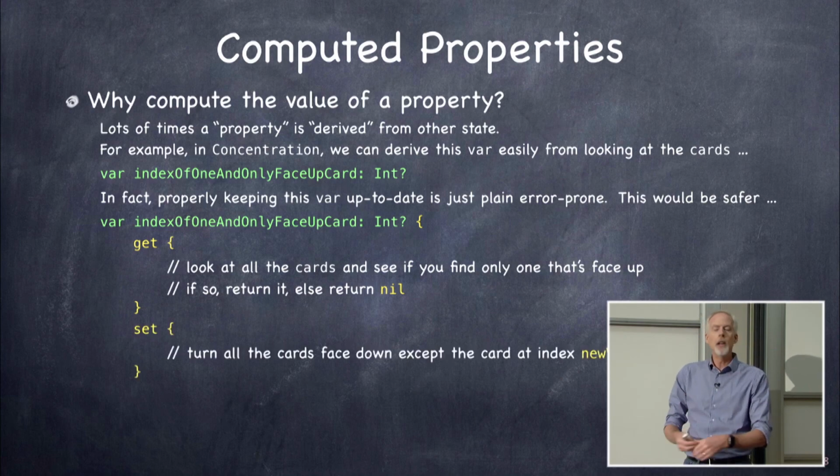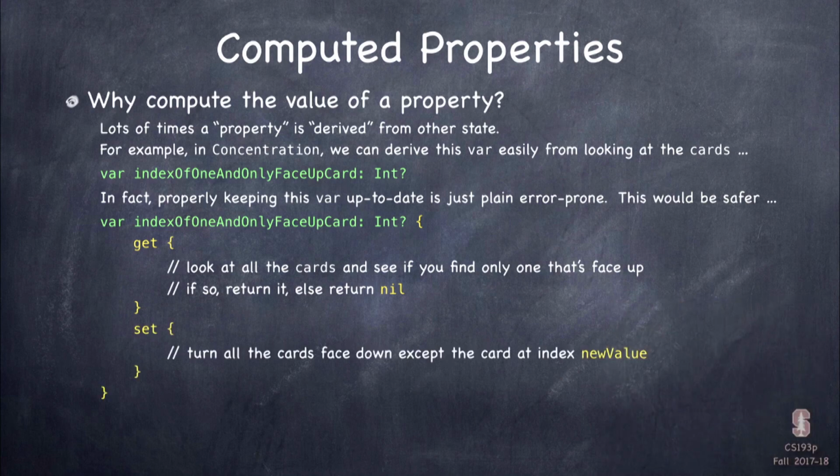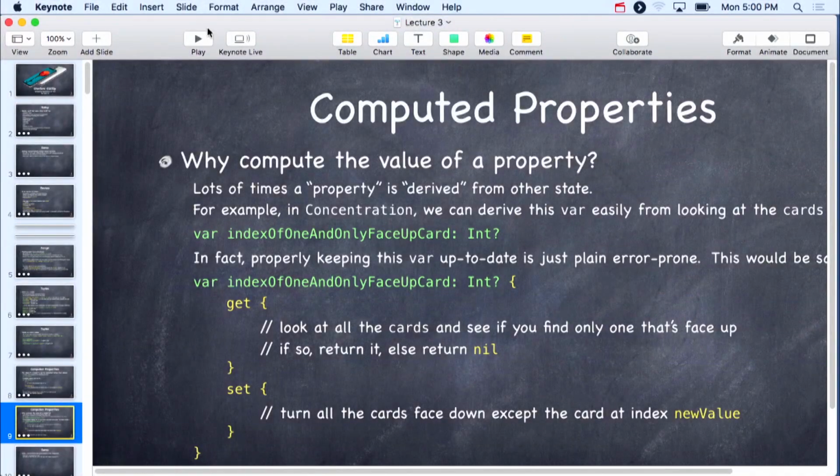And the set just looks at that index, makes sure that card's face up, and all the rest are face down. You see? So we're just using this computed property to essentially provide this conceptual property, which is the index of the one and only face-up card. That is a property of our game, but it's computed from another one. Everyone get what I'm saying there? Okay? So let's go to Concentration and make this change. See what this would look like to use a computed property here, like we should have in the first place.